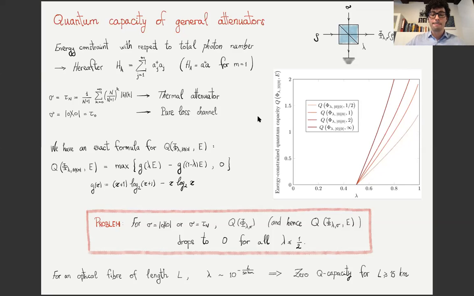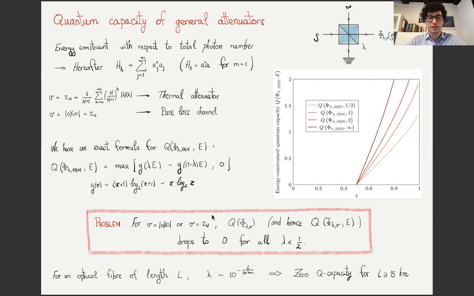The problem there is that when sigma is either the vacuum or the thermal state, all quantum capacities vanish when lambda is smaller than 1/2. This is not entirely surprising, because when lambda is very small, your output state will be made more of the environment and less of your signal state. So there is more noise than actual signal. In that sense, it's not so surprising that you cannot do perfect communication.